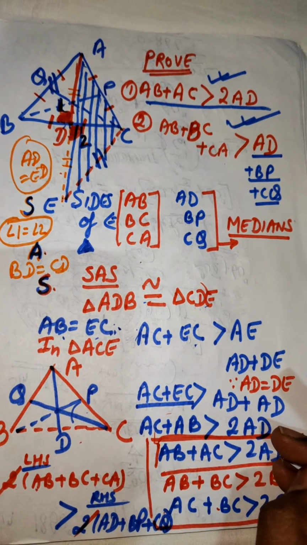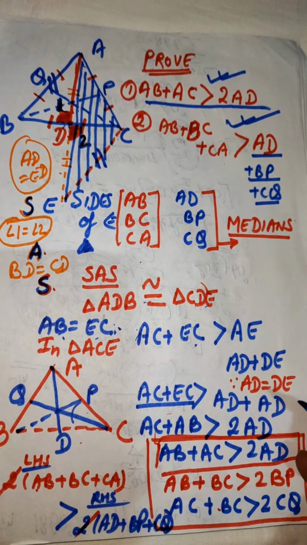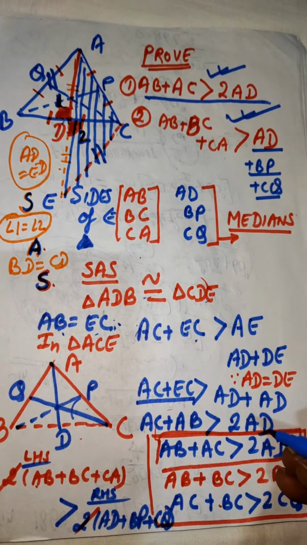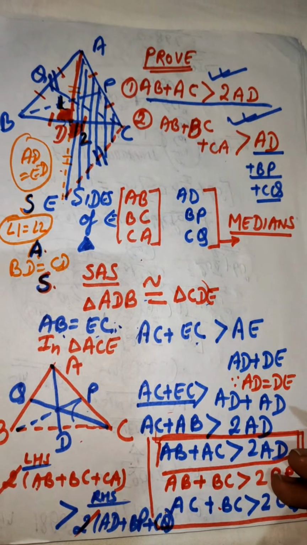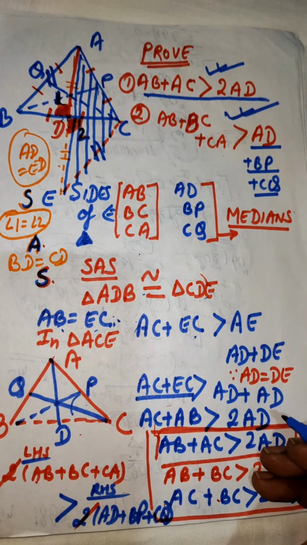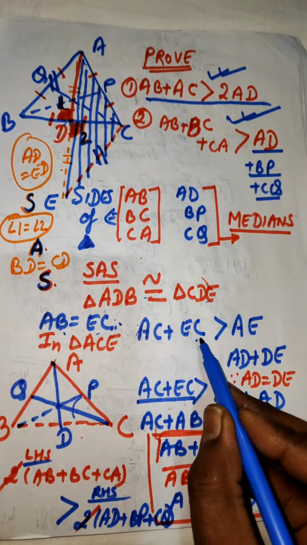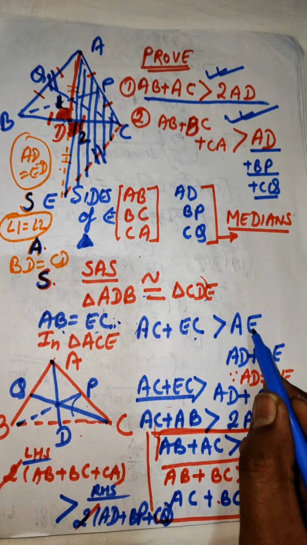एक ट्रायंगल के दो साइड्स का जो सम होता है, वो थर्ड साइड से हमेशा ज़्यादा होता है, चाहे वो किसी भी तरह का ट्रायंगल हो, एक्यूट हो, ऑब्ट्यूस हो, स्केलन हो, या राइट एंगल ट्रायंगल हो, कुछ भी हो. So when we take the sum of two sides of a triangle, it is always greater than the third side.